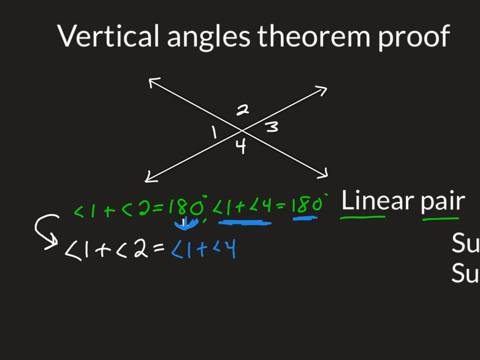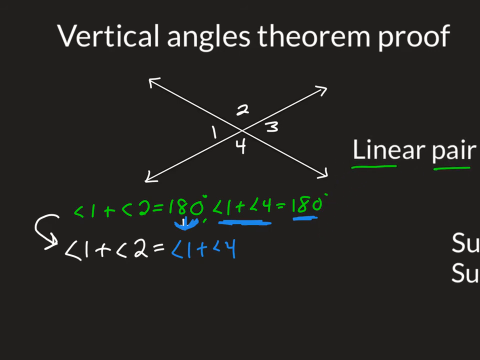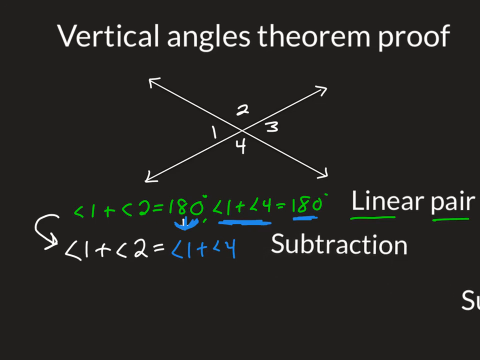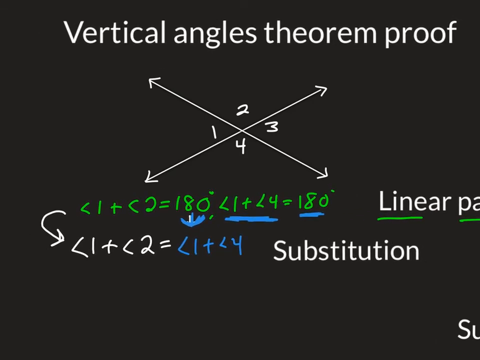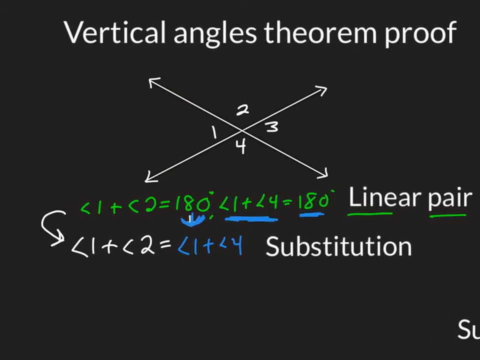So I used substitution. I'm having a little trouble getting the right one here, but I got it. All right, so by substitution, instead of 180 degrees, what's equivalent to 180 degrees? Angle 1 plus angle 4.